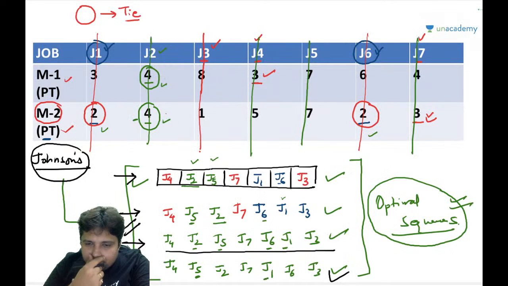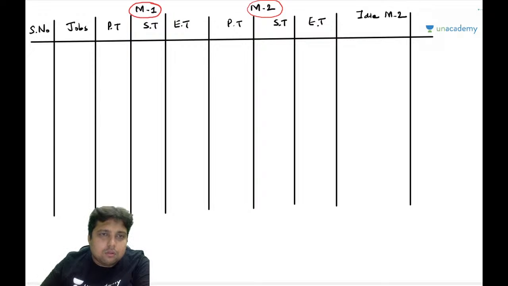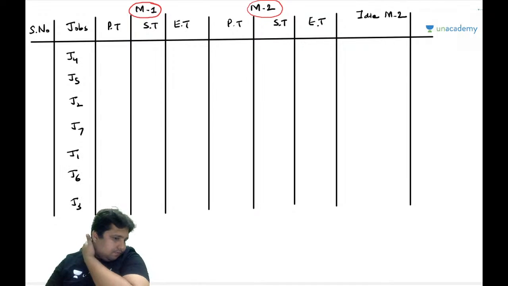So my sequence is the fourth one: 4, 5, 2, 7, 1, 6, 3.